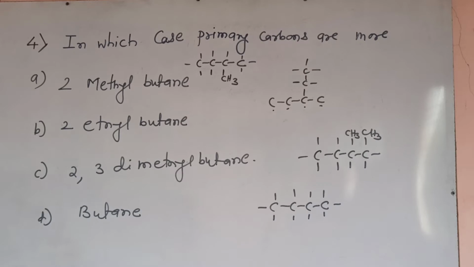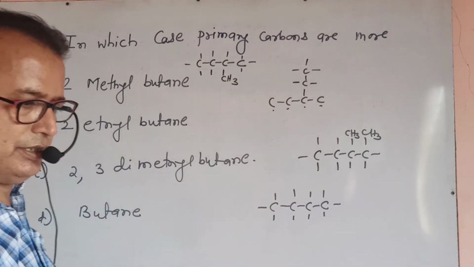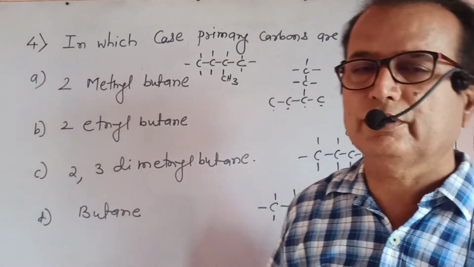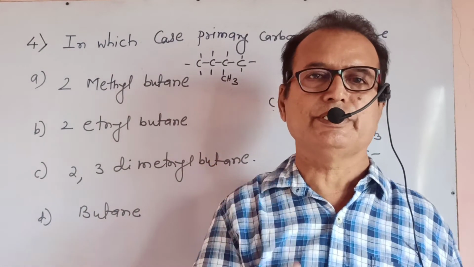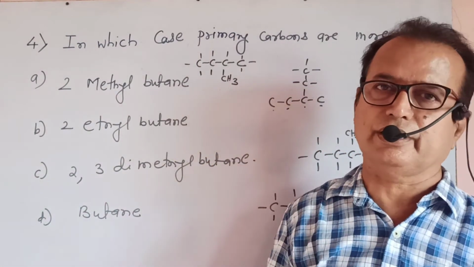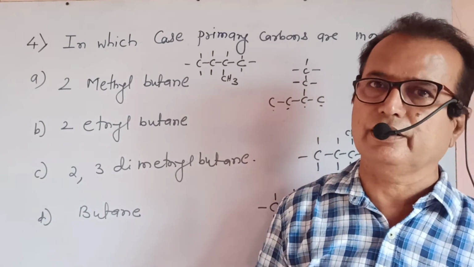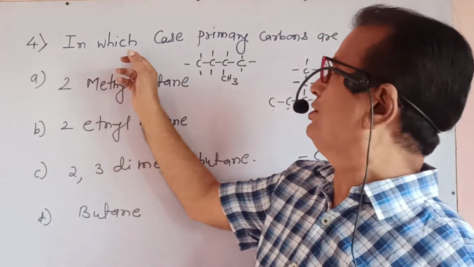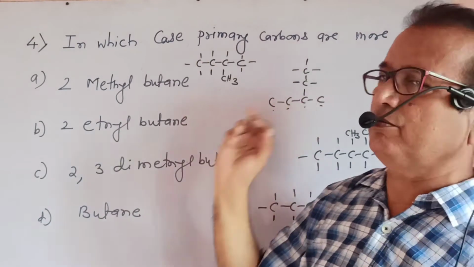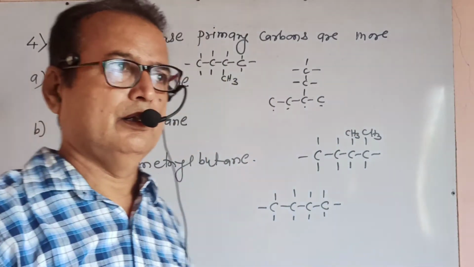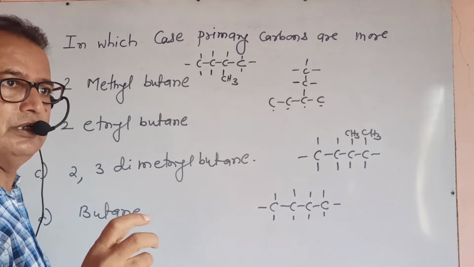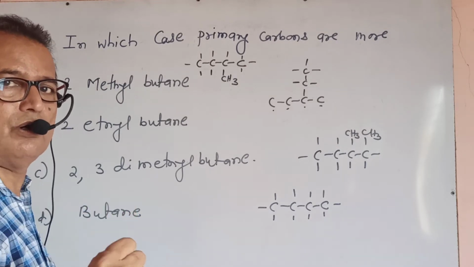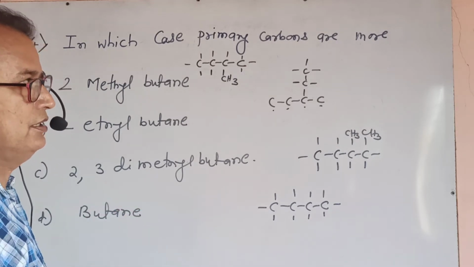Hello children, it is the fourth important question. Which type of concept is there? General organic chemistry. The question is: in which case are primary carbons more? It is a very simple question, but simple and simplest questions check our basic knowledge.